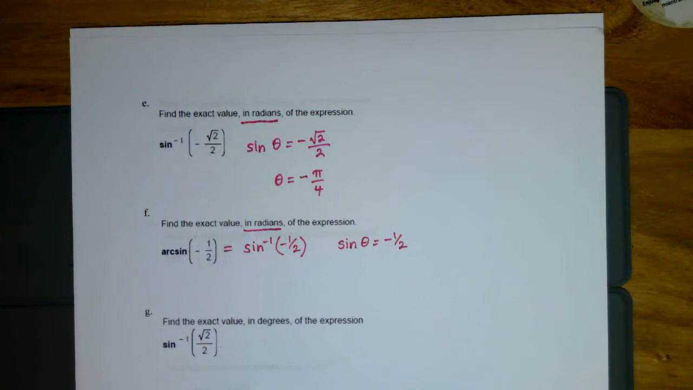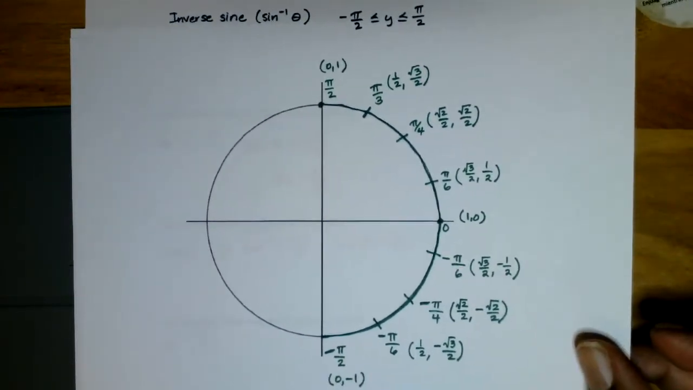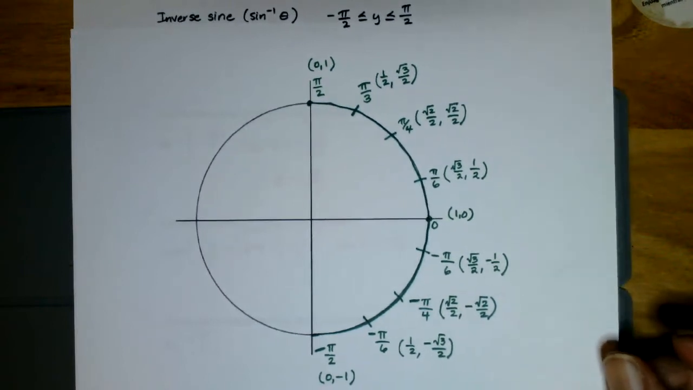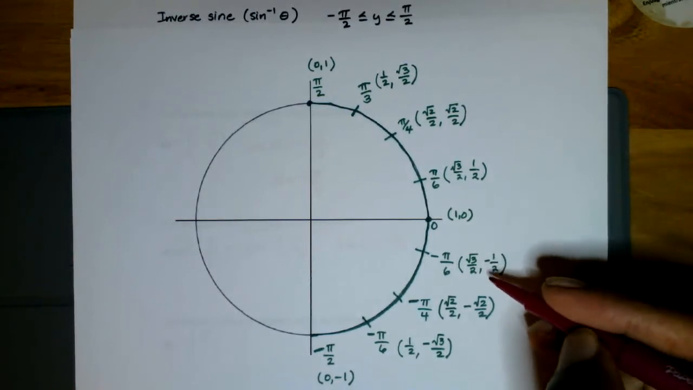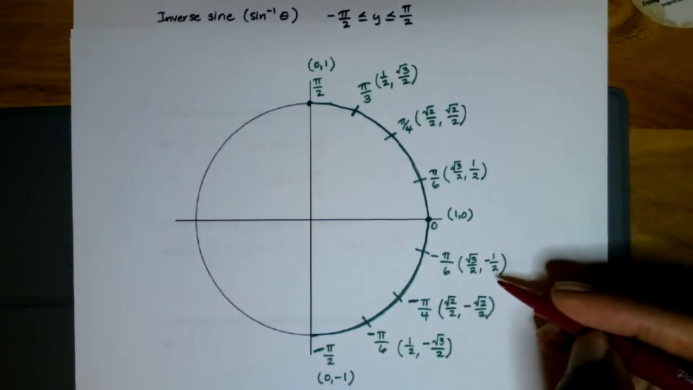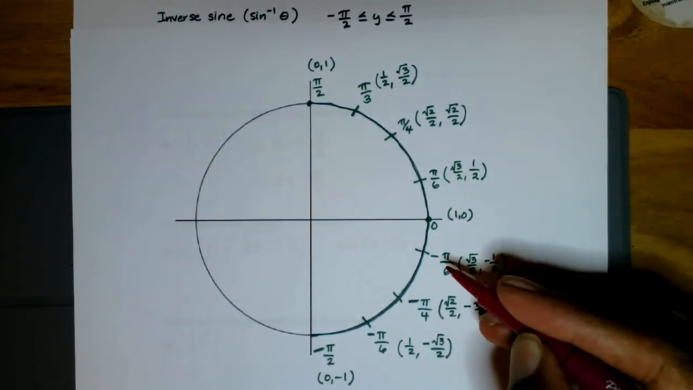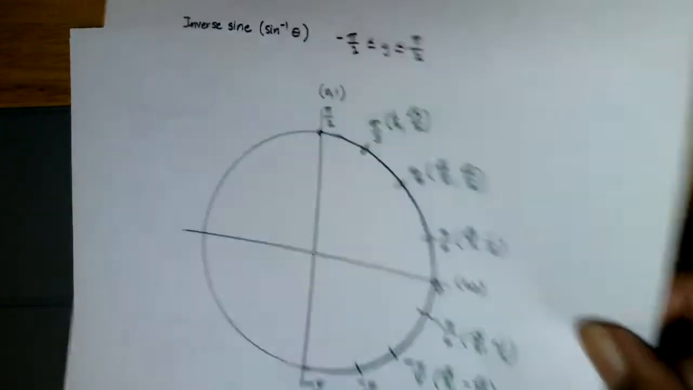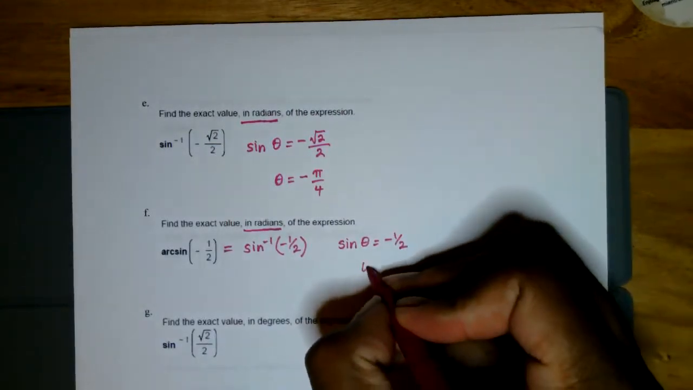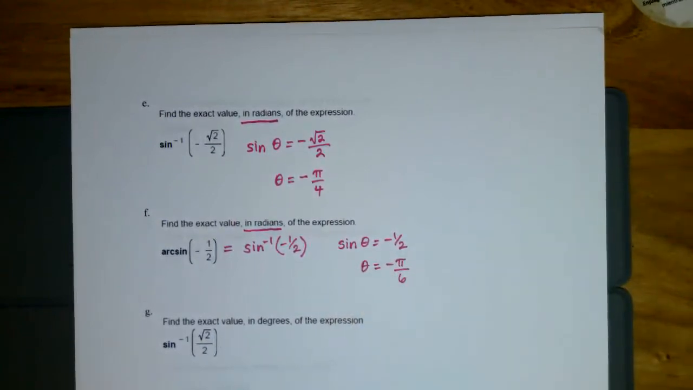And again, we're going to be using the unit circle that contains inverse sine. And the y coordinate is what sine of theta will be equal to. So let's find negative 1/2 as a y coordinate, which is right here. So for negative 1/2, the corresponding angle for that would be, in this case, negative pi over 6. So here theta would be negative pi over 6.